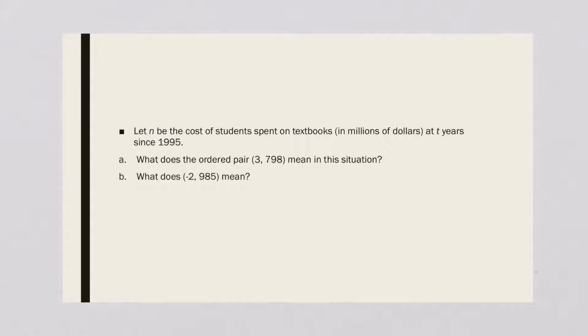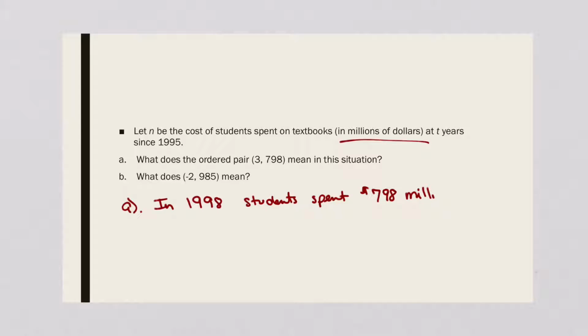Okay, for situations like this, I want you to take a look at, we're dealing with N being the cost that students spend on textbooks in millions of dollars at T years since 1995. So the question is, what does the ordered pair 3,798 mean in this situation? Well, 3 is our number of years since 1995. So part A means in 1998, students spent $798 million, because remember it says in millions of dollars, on textbooks.